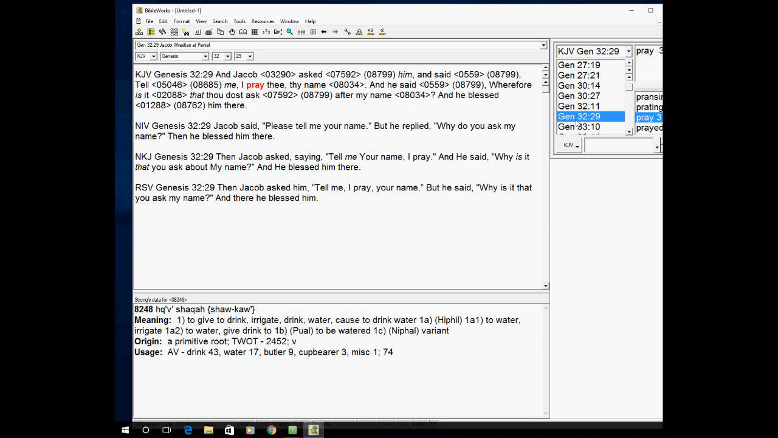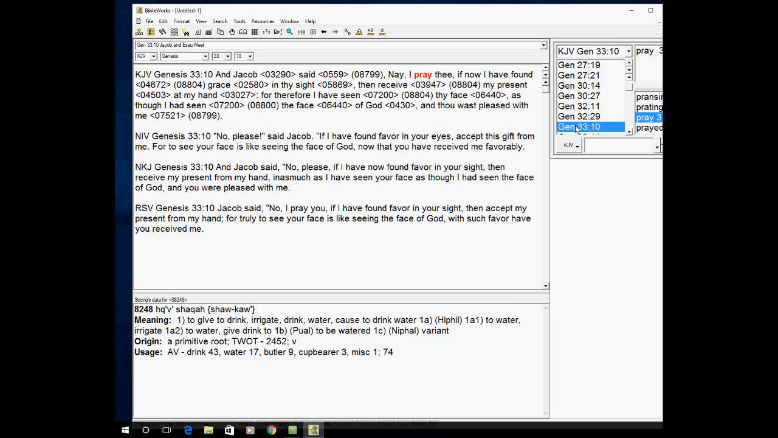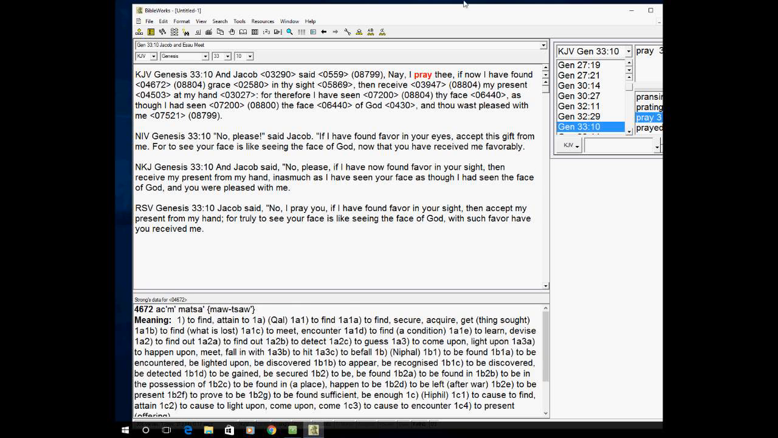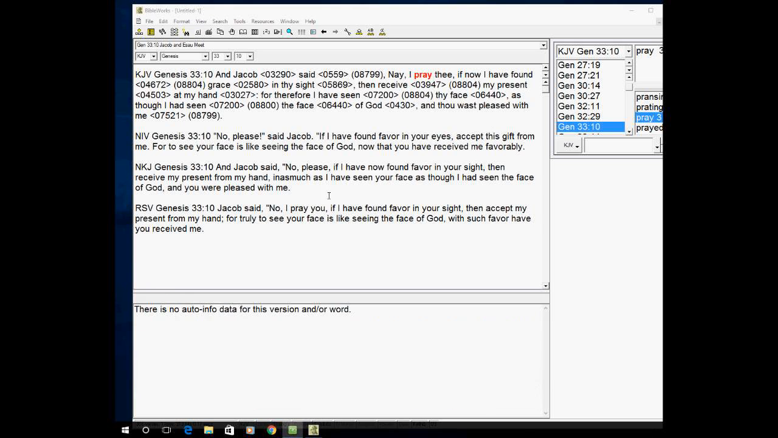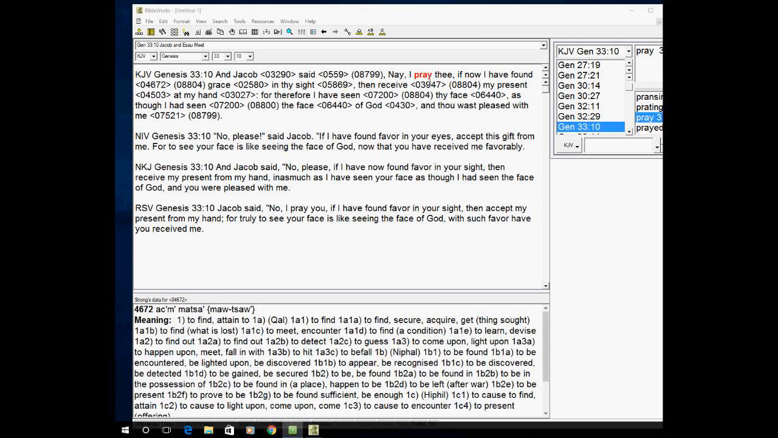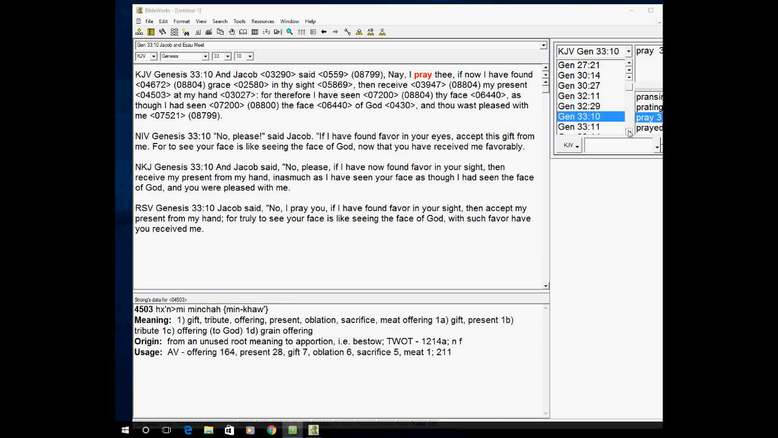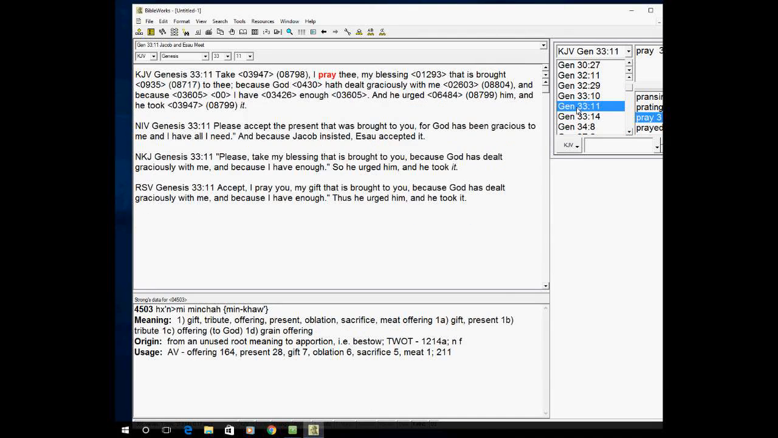Kind of browsing down through here and looking for examples of even where they're praying to God in heaven. See, that's the thing. Now, if we go to the Hebrew word, can get down here a little bit more.